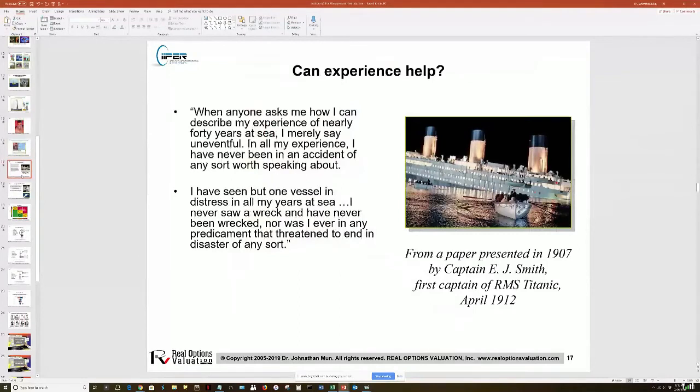Now, does the qualitative side help as well? And can experience help? The answer is, of course. Experience, gut feel is critical. That's why we call it experience. You've gone through it. You know what's going on. But here's a quote from Captain Smith of the Titanic. So nothing's going to happen. It's the best vessel in the world. And, of course, we know what happened.